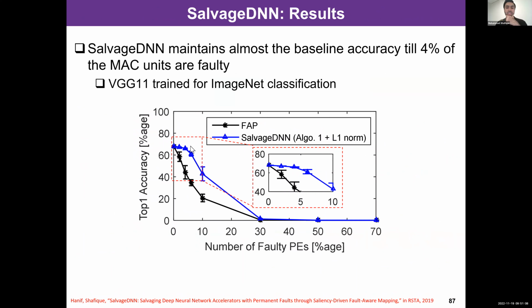And you can see here that the salvage DNN, for example, is providing very close to the accurate case for a very high number of the faults that we are talking about. Now, this tool we gave to our industrial partner, and they forwarded that to their engineering team to test and then use it for increasing the yield of their chips.